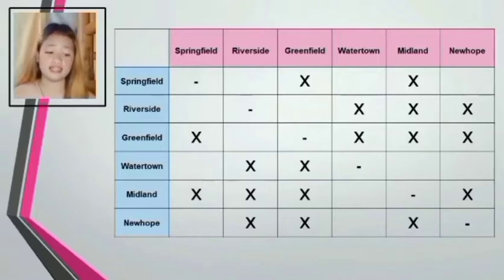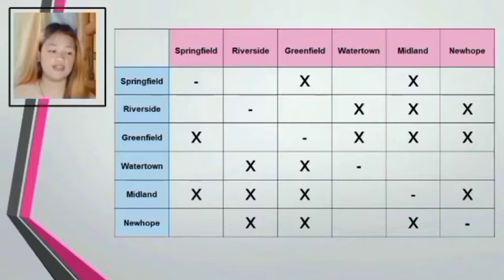So ngayon, makikita natin sa table ang mga ruta ng tren. Kung saan simula Springfield, may dalawang biyahe ang tren papunta ng Greenfield at Mainland. At simula naman sa Riverside, may tatlo itong biyahe patungong Watertown, Mainland at New Hope.